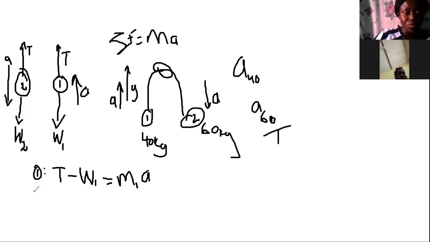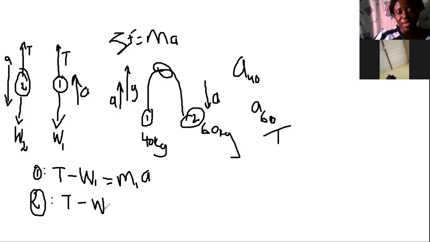Then we go on to mass 2. On mass 2, the forces acting on that body are the tension force, which is pointing upwards, so positive, minus the weight of mass 2, which equals minus mass 2 times the acceleration. Why do we have a minus there? We have a minus there because the acceleration is towards the negative direction.